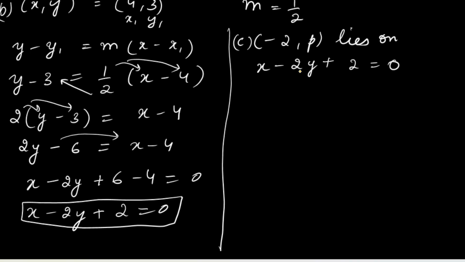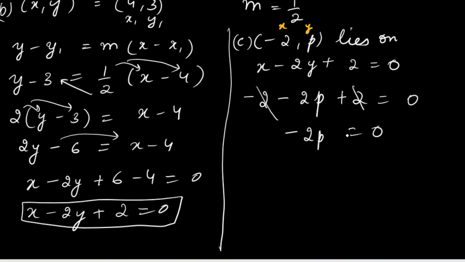We just have to substitute the values of x and y in this equation. x is minus 2, y is p, and we can find the value of the unknown variable p. So x value I am substituting as minus 2, and y's value is p, plus 2 equals 0. Minus 2 plus 2 will get cancelled. So minus 2p equals 0.